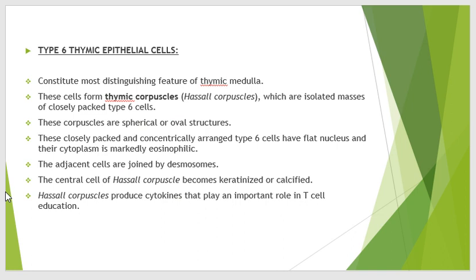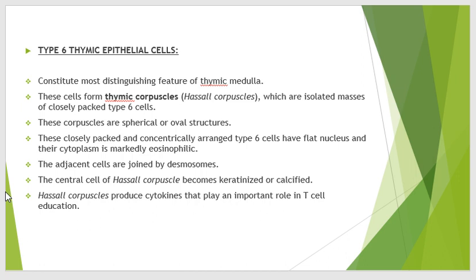Then are the type 6 thymic epithelial cells, which are the most important ones. They constitute the most distinguishing feature of thymic medulla. These cells form thymic corpuscles, which are also called Hassall's corpuscles. These corpuscles are basically isolated masses of closely packed type 6 cells. They are spherical or oval in structure, closely packed and concentrically arranged.